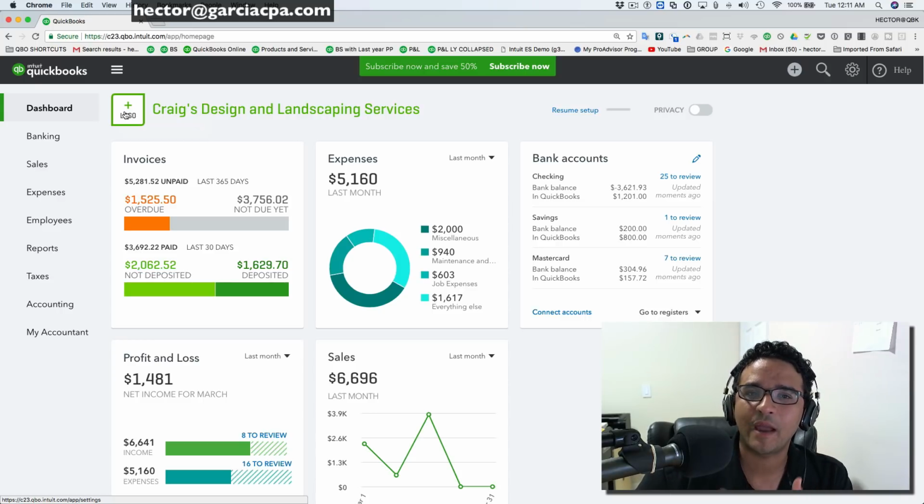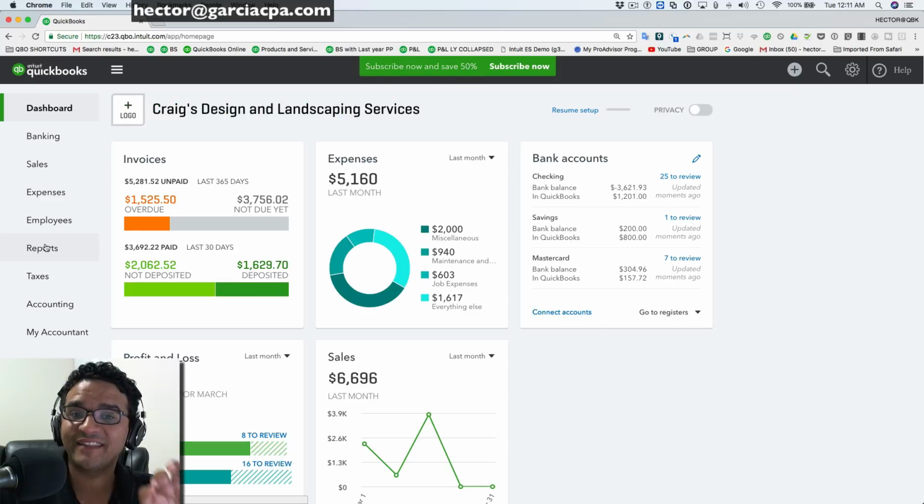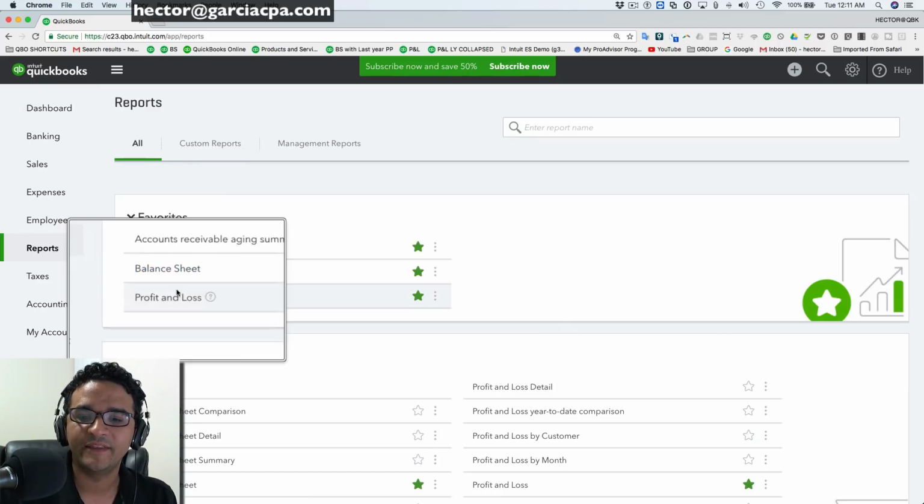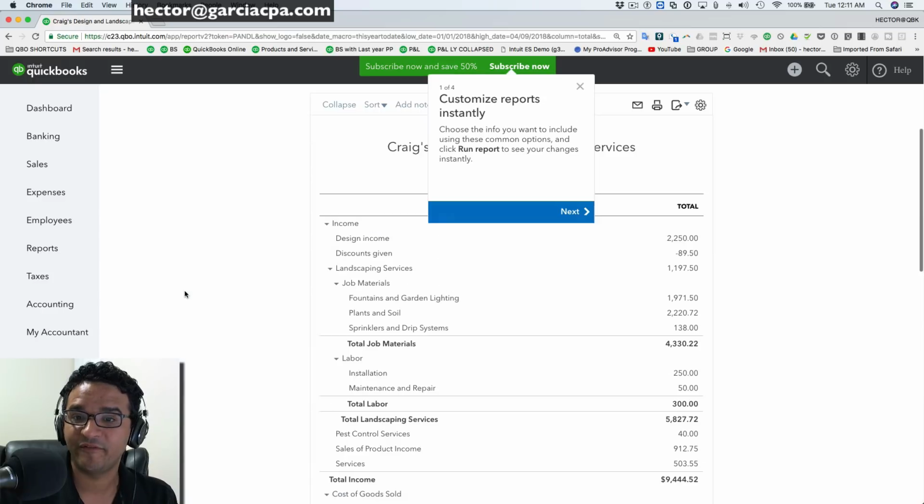The best way to describe the chart of accounts is a list of financial categories into which all your transactions will be categorized in order to eventually produce a financial report. There are two basic financial reports that are affected by your chart of accounts. One of them is going to be your profit and loss report. So if you click on reports and then click on profit and loss, that would be the first one.